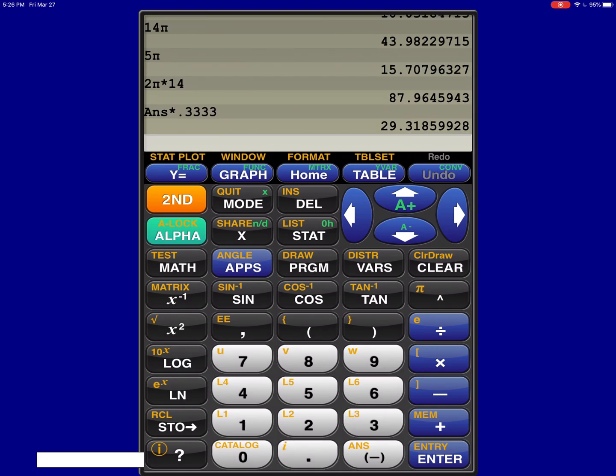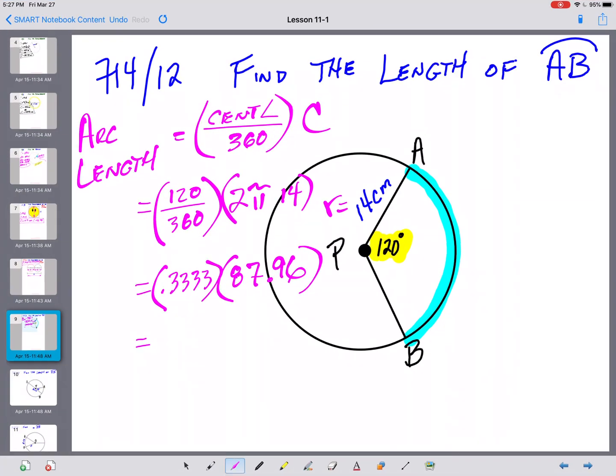Nice. 29.32. Check for units. Oh, there were units. Yeah, centimeters. That means our arc length is 29.32 centimeters.